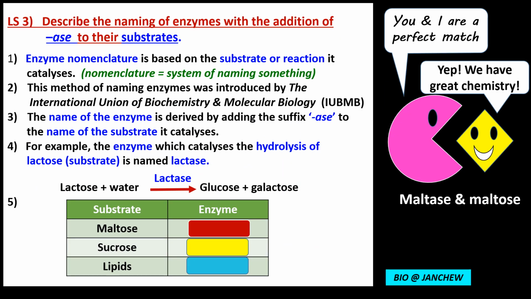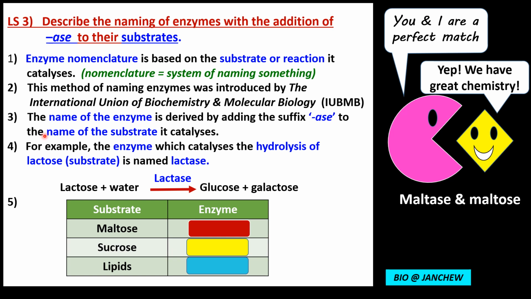Learning standard number 3. Describe the naming of enzymes with the addition of ASE to their substrates. So enzyme nomenclature, meaning the system of naming enzymes, is based on the substrate or reaction that it catalyzes, right? So we're going to see how it's based on the substrate. This method of naming enzymes was introduced by the International Union of Biochemistry and Molecular Biology, where the name of the enzyme is derived by adding the suffix ase to the name of the substrate that it catalyzes.